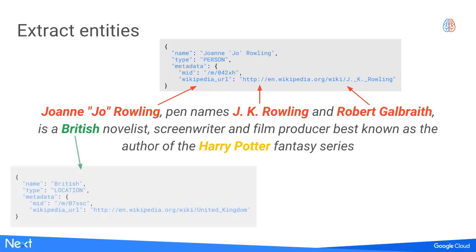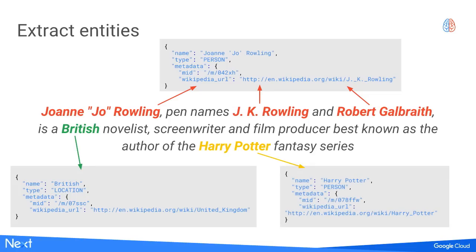The JSON response looks similar for the other entities we found. British, it maps it to a location. And then notice it connects it to the United Kingdom Wikipedia URL. So if it had instead said UK or United Kingdom, it would point it to the same page. And then for Harry Potter, we also get person, and we get the Wikipedia page for that entity as well. So that's entity extraction. That's one method you could use in the natural language API.